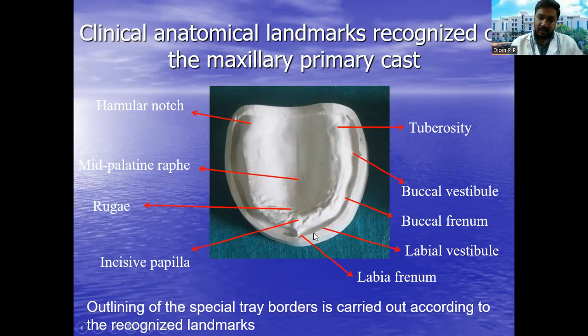In the maxillary arch, anteriorly we have the labial frenum, then the labial vestibule, then the buccal frenum, then posterior to the buccal frenum the buccal vestibule, then posteriorly the maxillary tuberosity. Distal to the tuberosity we have a depression called the hamular notch. In the midline we have the incisive papilla anteriorly and the mid-palatine raphe, and anteriorly we have the rugae. These are the anatomical structures present in the maxilla.